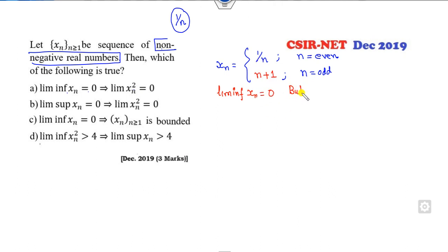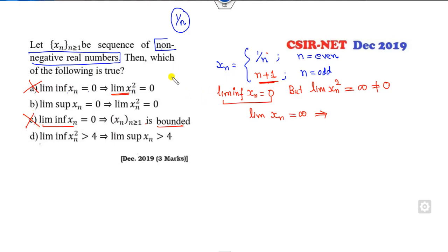But what is the limit of xn square? They are not talking about the infimum, they are simply taking the limit of xn square. It's 1 over n, the whole square, so this goes to infinity; it is non-zero. The first option is cancelled. Now this is also a case where the limit of the infimum being 0 is satisfied. Is it bounded? It is not bounded. Why? Because clearly the limit of xn is infinity because of this term. So this is not bounded, and this option is also cancelled out.